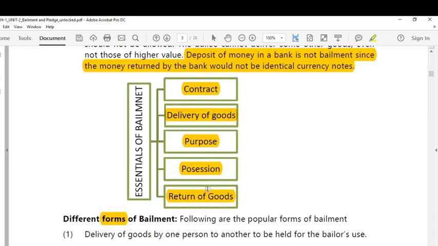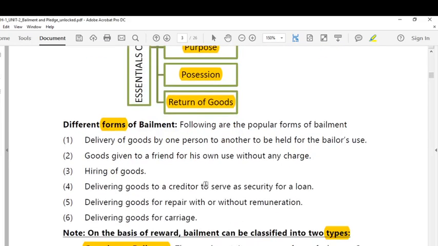Sometimes there can be a question exclusively on the essentials of a contract of bailment. So then when it comes to the forms of bailment, following are the popular forms of bailment. The first form of bailment is delivery of goods by one person to another to be held for bailor's use. So here the delivery of goods by one person to another person to be held for bailor's use is the first form of bailment.